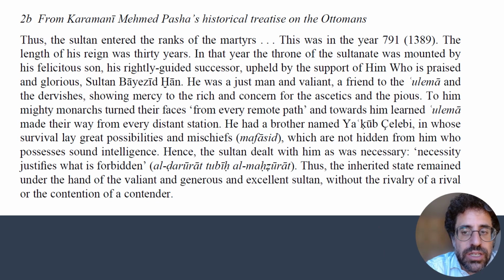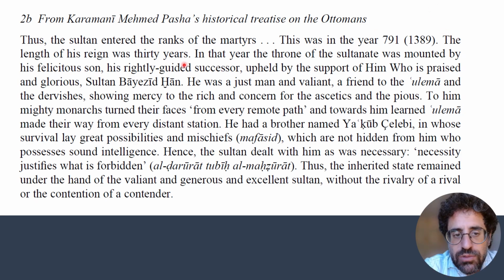And if we look at the images, like a description from a figure called Karamani Mehmed Pasha, originally from Karaman, which is a rival to the Ottomans in South Anatolia, it kind of explains how this all worked in his history. Here he's talking about the death of Sultan Murad the First at the hands of a Croatian assassin after the Battle of Kosovo. He says, this was in the year 791 when he dies.